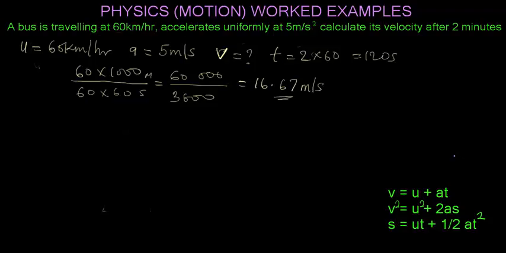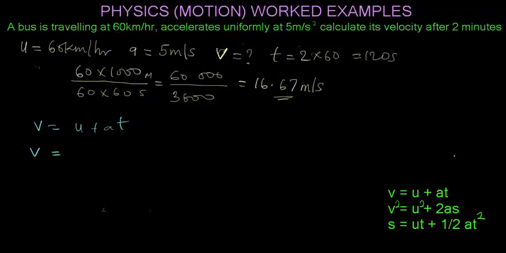Now let's go to the question proper. So we have our u now. The equation we will use here is the one that contains u, a, v, t, and s. Now we are looking for v, so we have to use the first equation. So we have v is equal to u plus at. V is what we are looking for.